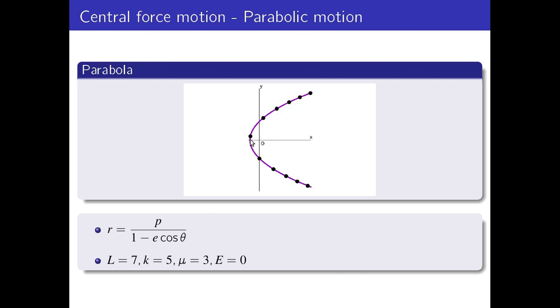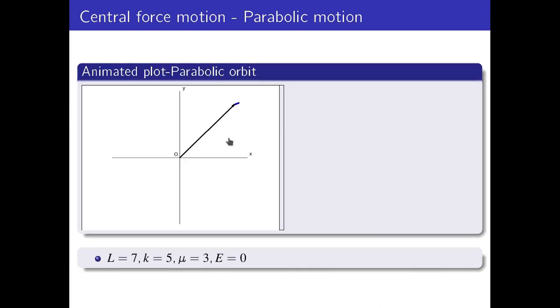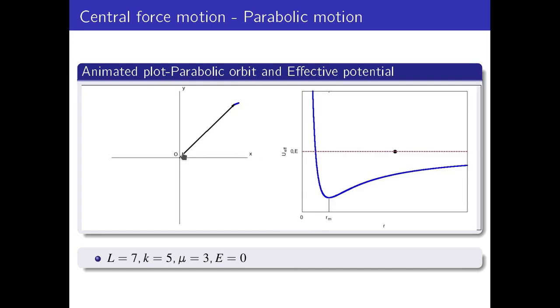Similar to the previous cases, this violet parabola is drawn by considering the polar form of the solution for these parameters, and the black dots show the results of the numerical solution of these coupled equations. This is the animated plot of the motion, and we see that as r gets smaller, the motion becomes faster. This animated plot shows the orbit and the effective potential.